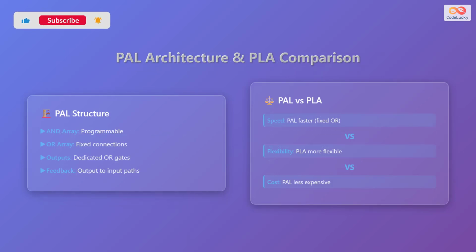Let's explore the architecture of programmable array logic, also known as PAL, and how it compares to a programmable logic array, also known as PLA. A PAL consists of a programmable AND array and a fixed OR array. It has dedicated OR gates for its outputs and feedback paths from the output to the input. Now let's compare PAL to PLA. In terms of speed, PALs are faster due to their fixed OR array. On the other hand, PLAs offer more flexibility because of their programmable AND/OR arrays. Finally, PALs are generally less expensive than PLAs.